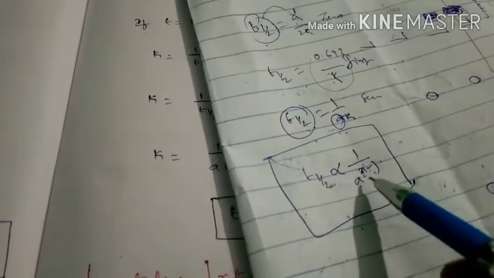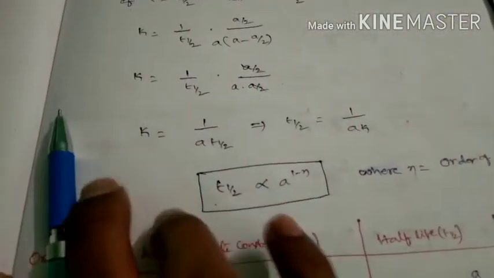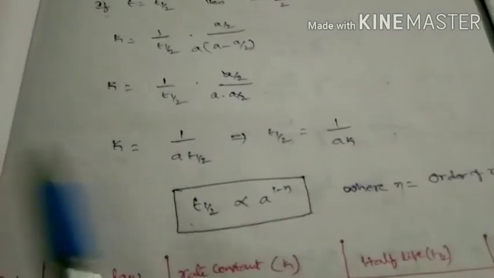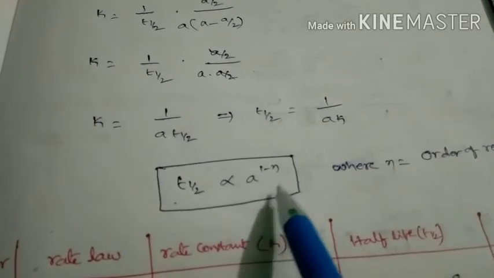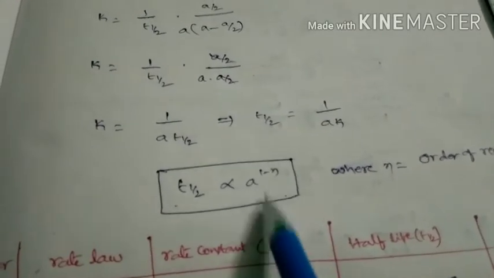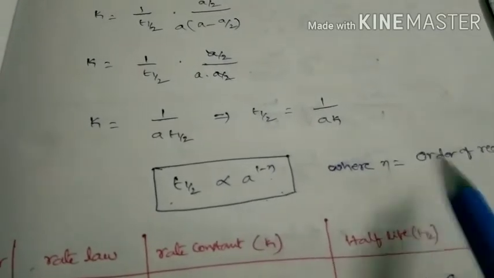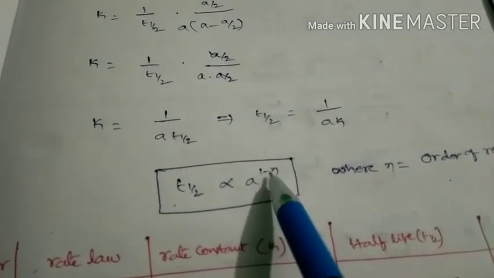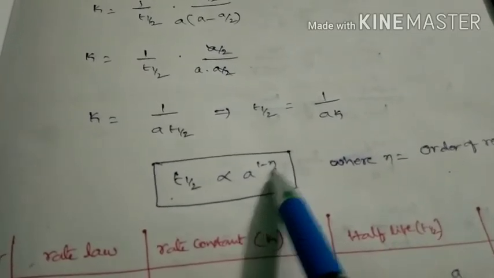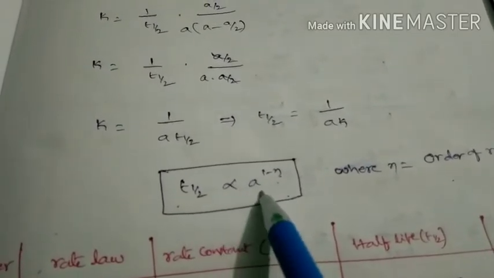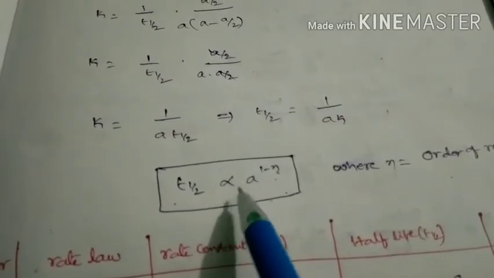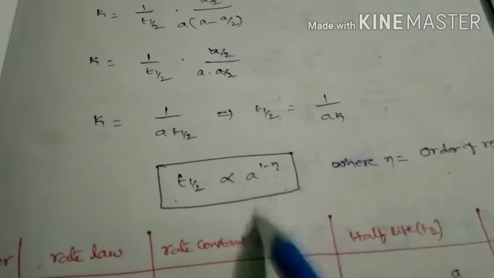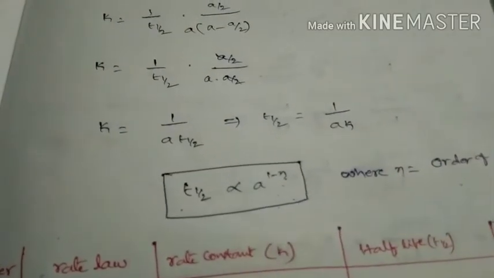But if you put n equal to 2, then t half is inversely proportional to a. So the expression here is t half is proportional to a power 1 minus n, or we can say that t half is proportional to 1 by a power n minus 1, where n is the order of reaction. If you put 0 instead of n, then t half is directly proportional to a. If you put 1, then t half is independent of initial concentration. So that is the meaning of this expression.